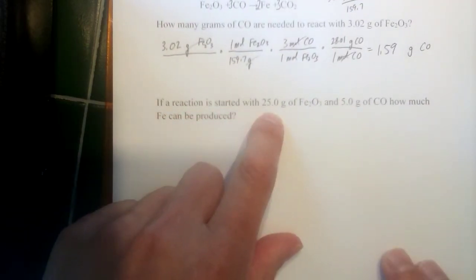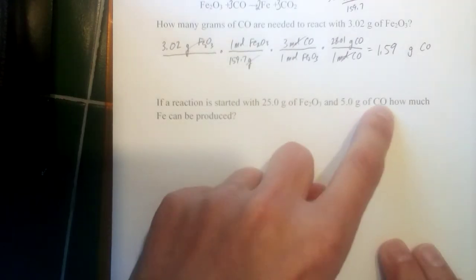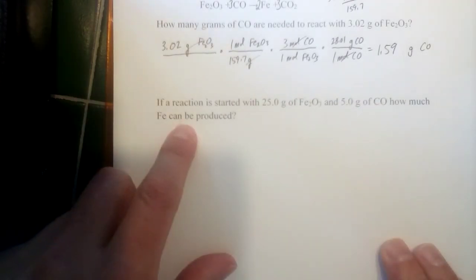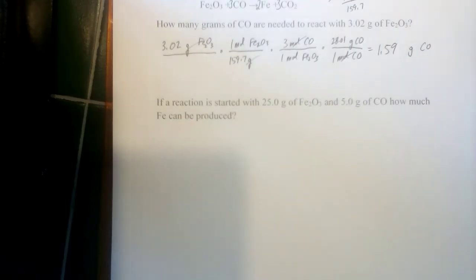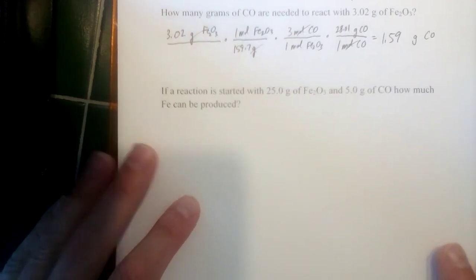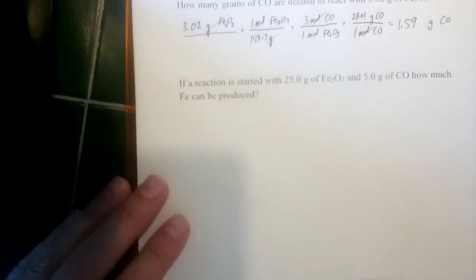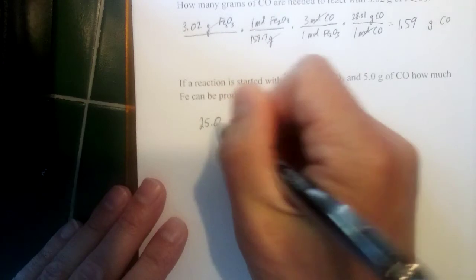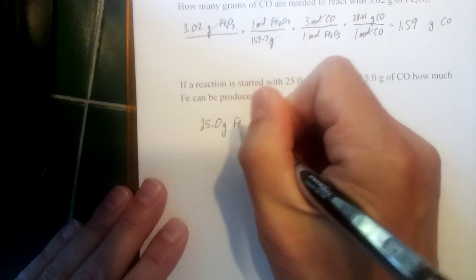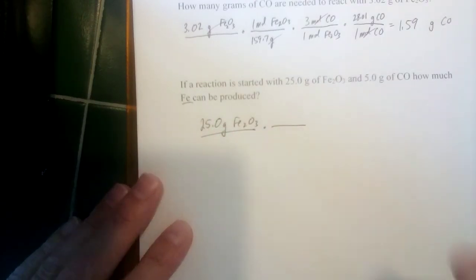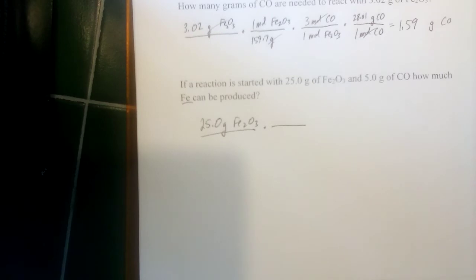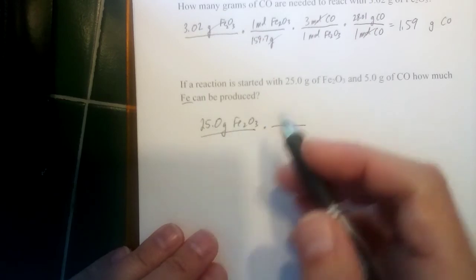If a reaction starts with 25 grams of the iron compound, 5 grams of CO, carbon monoxide, how much iron can be produced? So 2 different amounts here for the reactants. This is a limiting reactant problem, right? And that means we need to figure out which one is the limiting reactant in the process of figuring out how much product is produced. So what we want to do is calculate how much iron can be made, since that's the answer we're looking for. But we want to do that from each of the reactants. That way we'll be able to identify which one is going to run out first, which one is the limiting reactant.